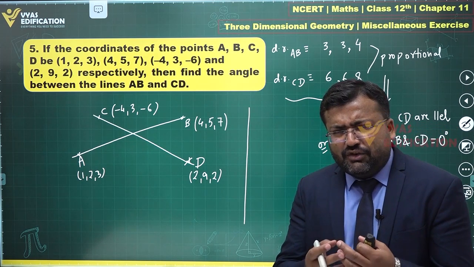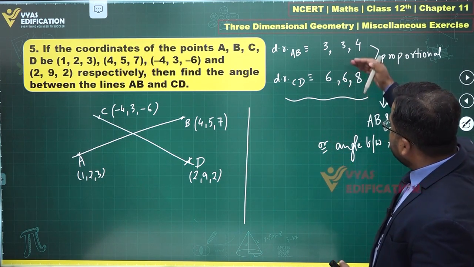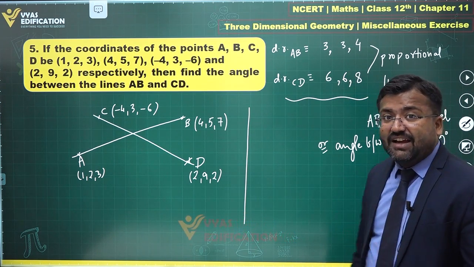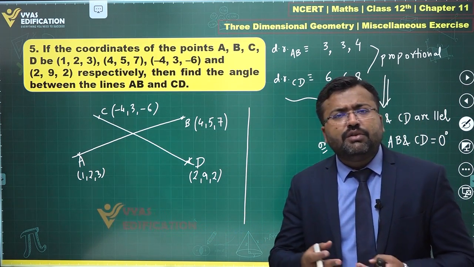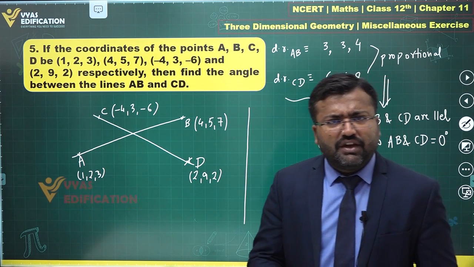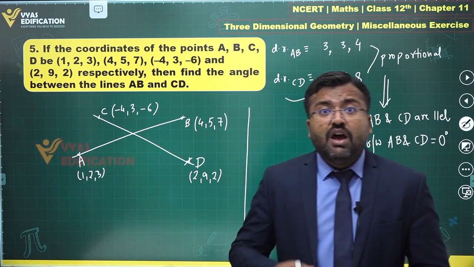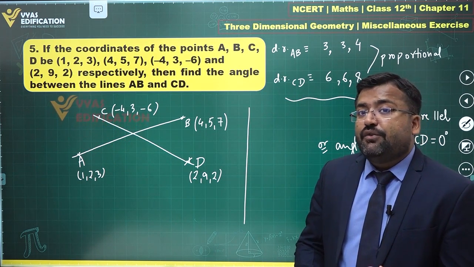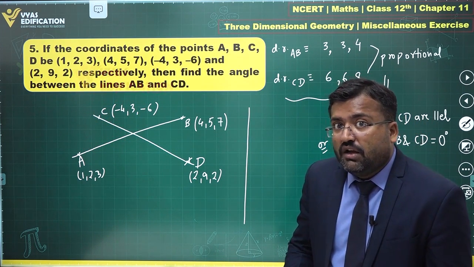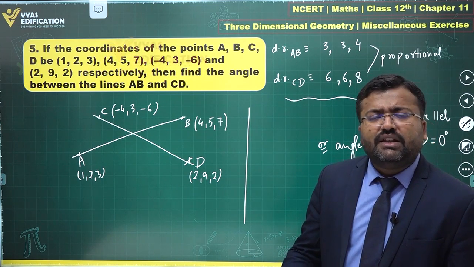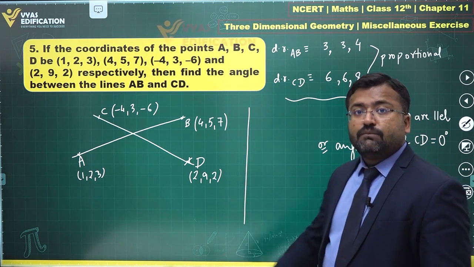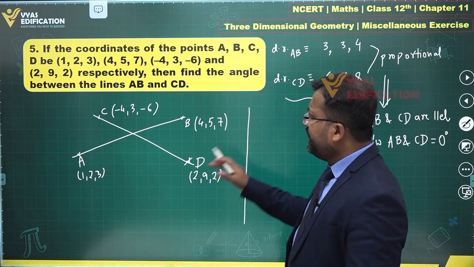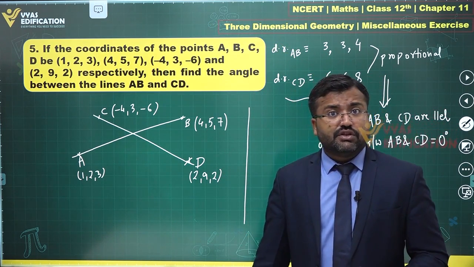In case you forgot about checking whether they are proportional, what will you do? You will simply find the angle using cos theta equal to (a1 a2 plus b1 b2 plus c1 c2) upon under root of (a1 square plus b1 square plus c1 square) under root of (a2 square plus b2 square plus c2 square). In that case, the value of cos theta that you will get is simply 1. If you get a value simply 1, then you can easily say that the angle will obviously be 0 degree. That's what you will get, right? Now that is all that is required in this 5th question.